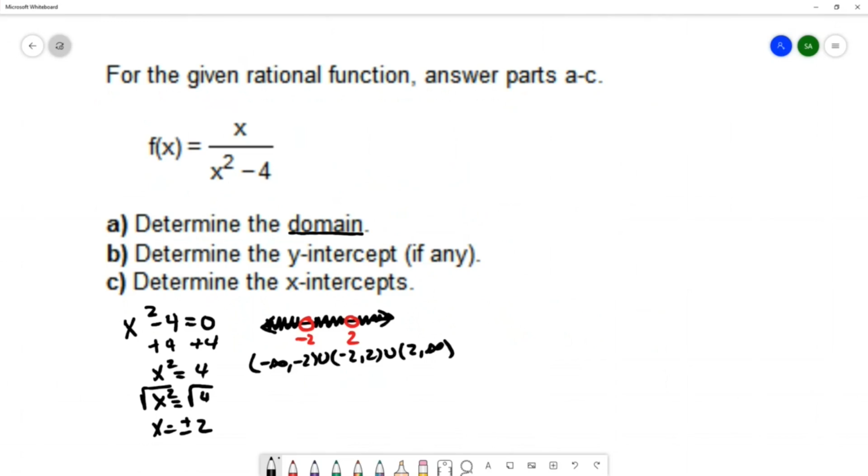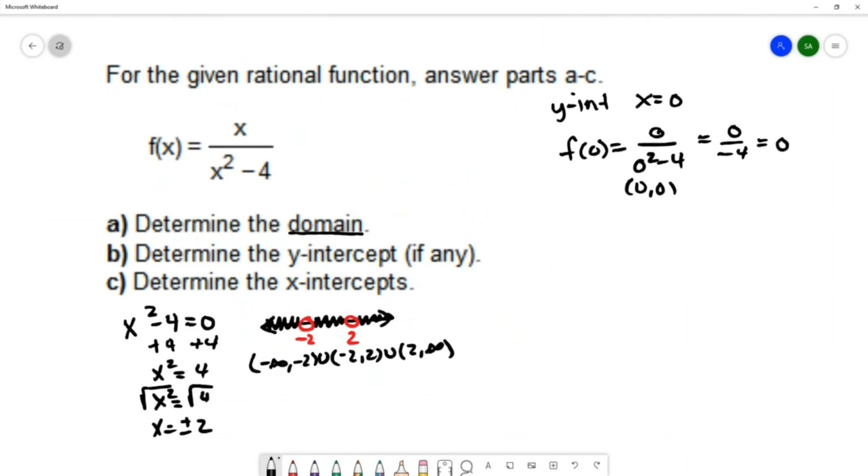Then we want to find any y-intercepts. To find a y-intercept, we let x equal 0. So we're going to substitute a 0 into our function. That gives 0 over 0 squared minus 4. That's 0 over -4, which is 0. So this function does have a y-intercept, and it's at 0, 0.